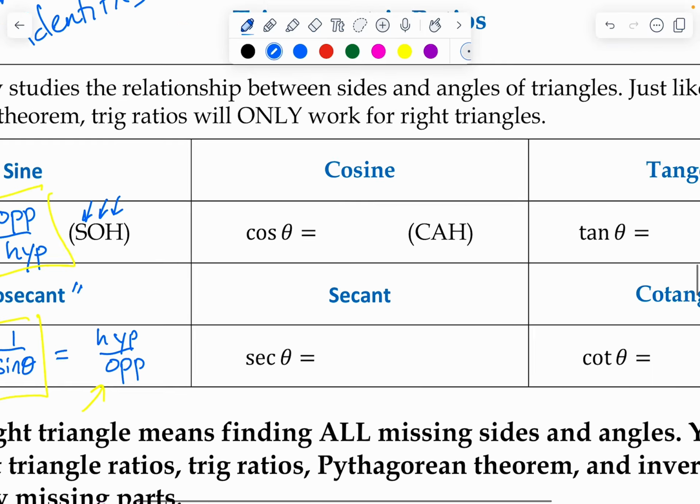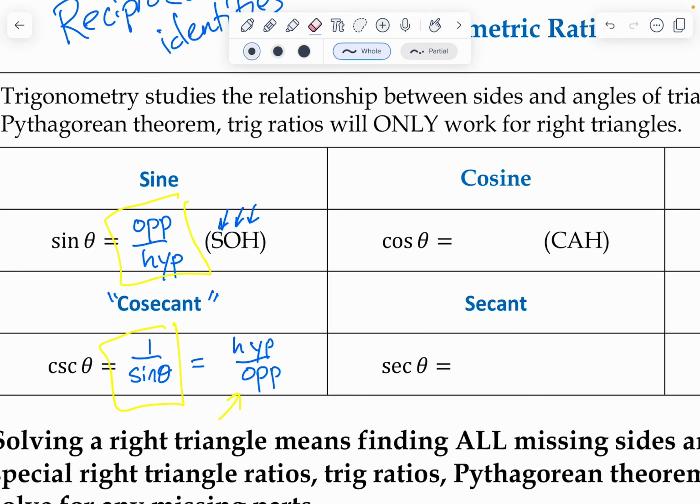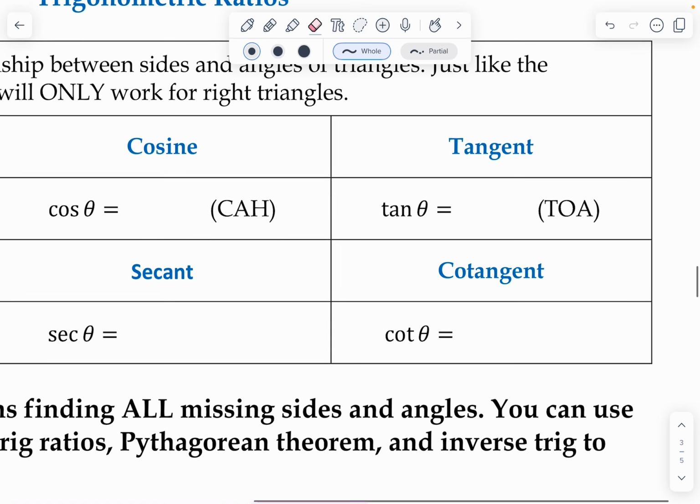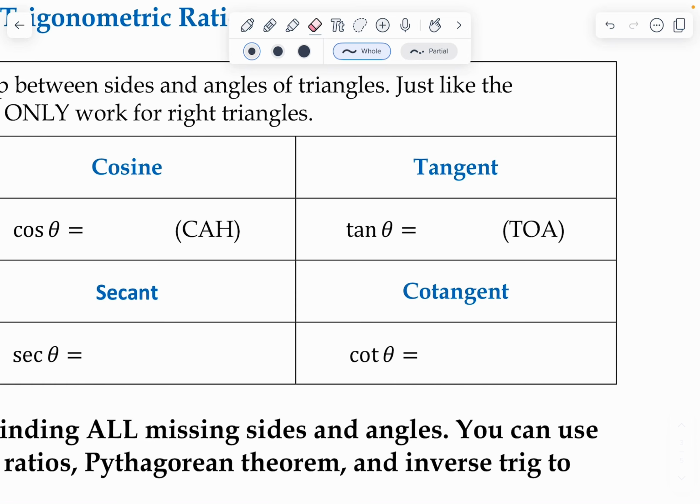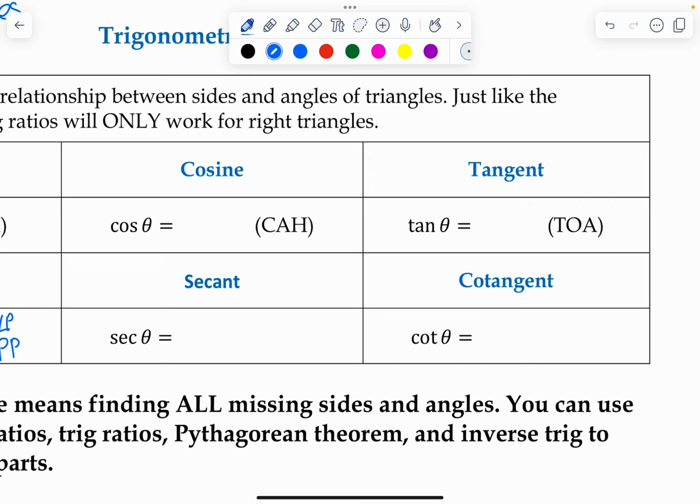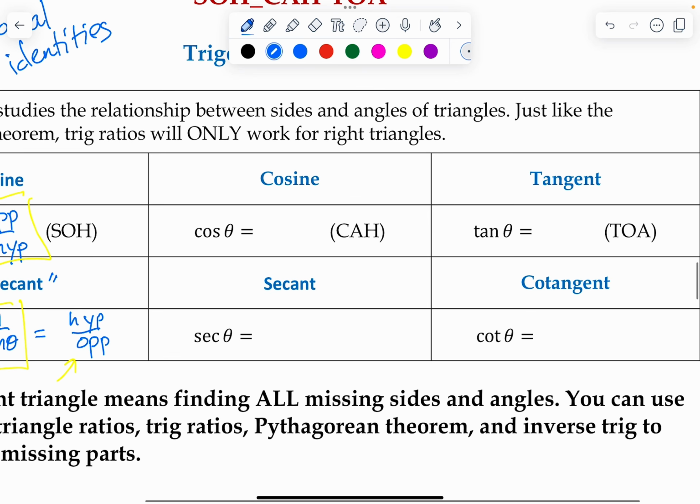So SOHCAHTOA. I heard something that was not school appropriate that might help you remember it. It's not school appropriate. Don't do drugs. Drugs are bad. Okay? We're clear? All right. It was some old hippie caught another hippie tripping on acid. Okay, not school appropriate, but it might help you remember the identity, the ratios here.